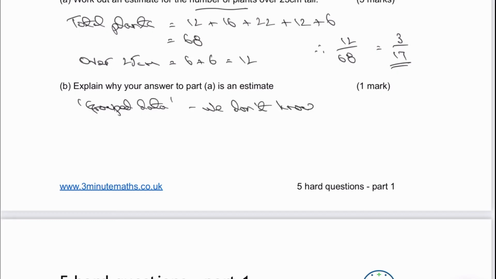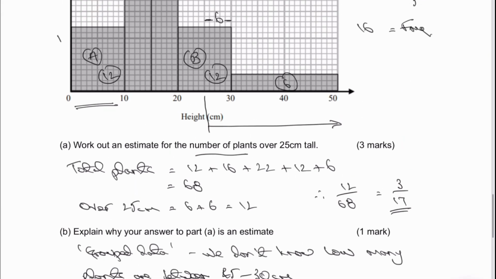We don't know how many plants are between 25 and 30 centimeters. What we mean by that is we've suggested that there is a group of 6 plants in that half of block B. It could be that all 12 plants are within that second half. We just don't know because it's grouped data.